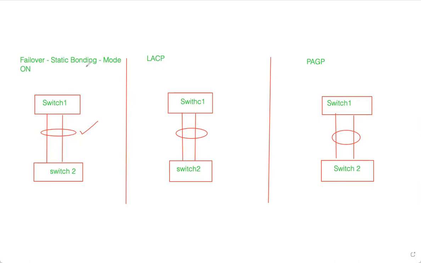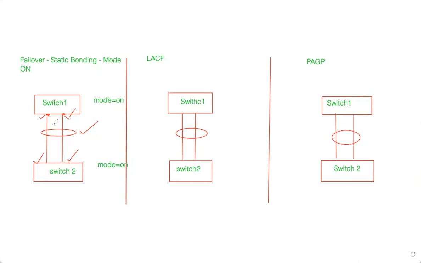But it's called static bonding, meaning you will put this interface and this interface configuration as mode on. Mode is equal to on, and here also you put mode equal to on. When you do mode equal to on, that means you are creating a standard static bonding. So what is static bonding? It means you are manually saying to bond into a port channel on both sides.